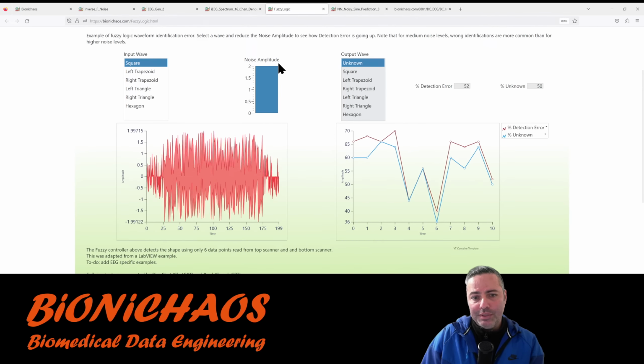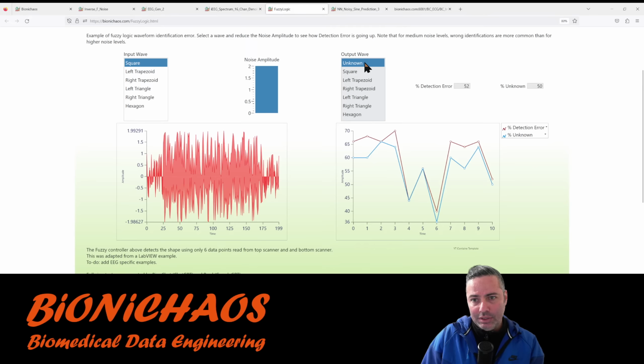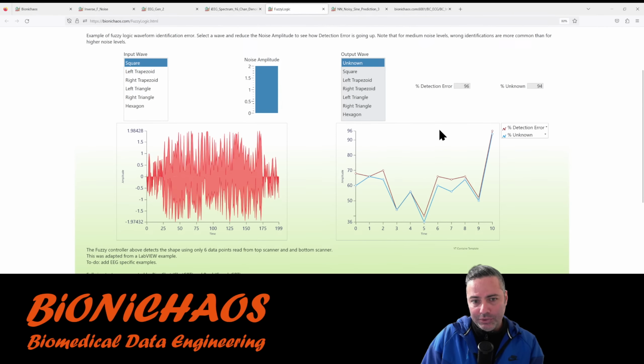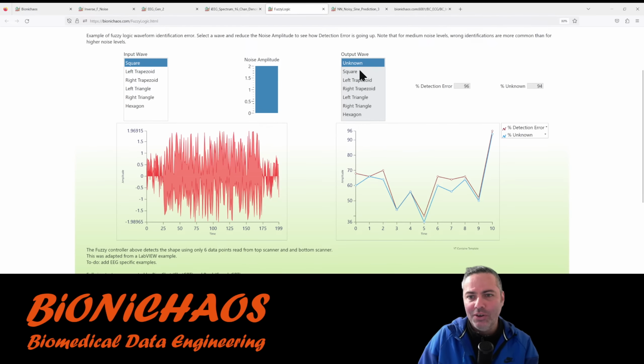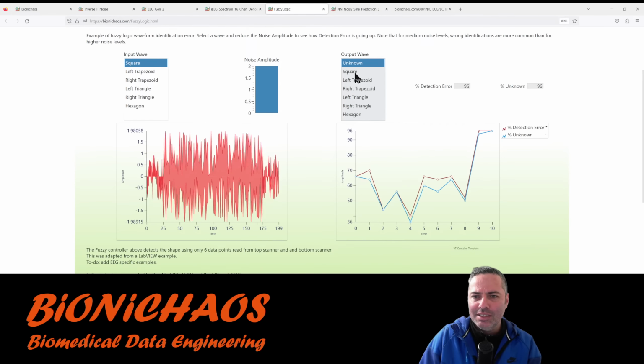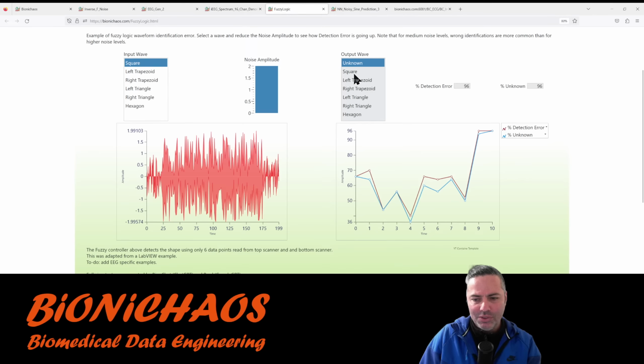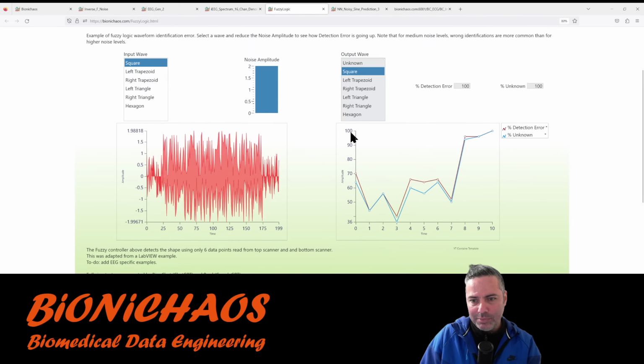And when you go even higher on noise, it just gets stuck in unknown. So it's essentially 100% wrong, like 100% error. Or sometimes it still indicates it's a square, so it's not 100%. It's like 96 or something percent.